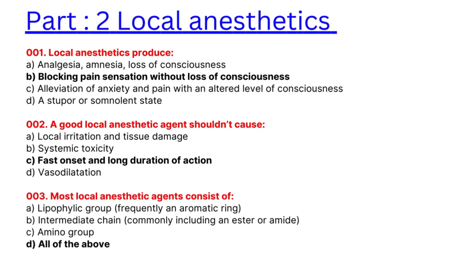001. Local anesthetics produce A. Analgesia, amnesia, loss of consciousness. B. Blocking pain sensation without loss of consciousness. C. Alleviation of anxiety and pain with an altered level of consciousness. D. A stupor or somnolent state. Answer is B. 002. A good local anesthetic agent shouldn't cause A. Local irritation and tissue damage.